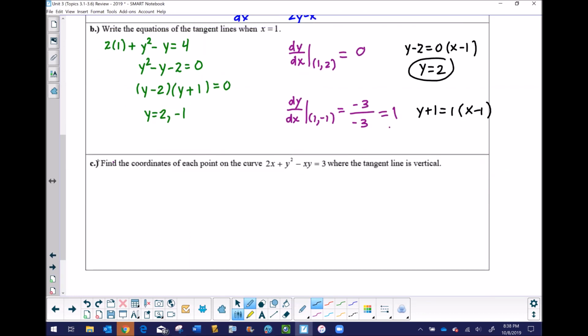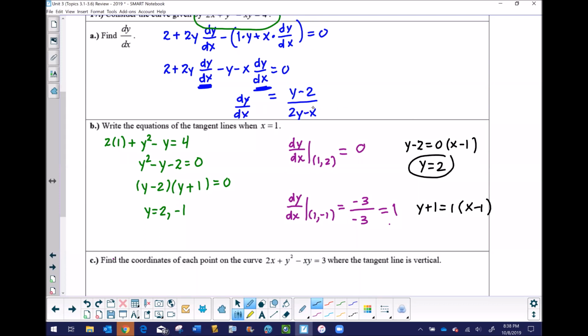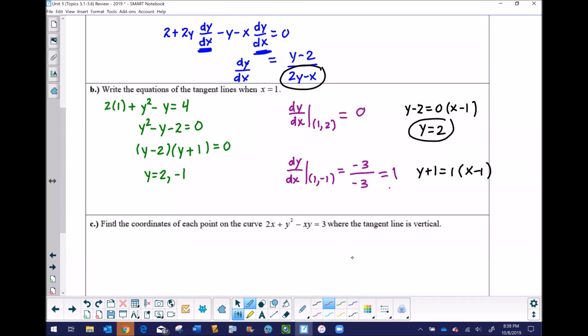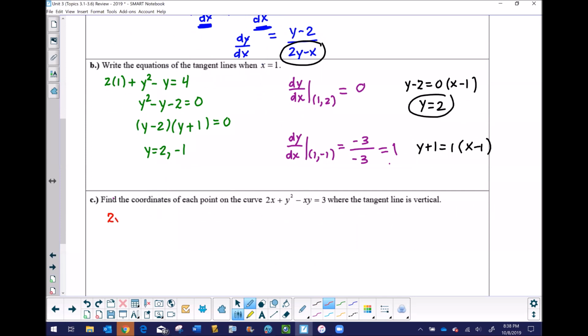So for part C, it says find the coordinates where the tangent line's vertical. Well, if you go back up here, you've got your denominator 2y minus x. So remember, a vertical tangent line is just you setting that denominator equal to 0. And I gave students 1 of the 3 points if they did that correctly.